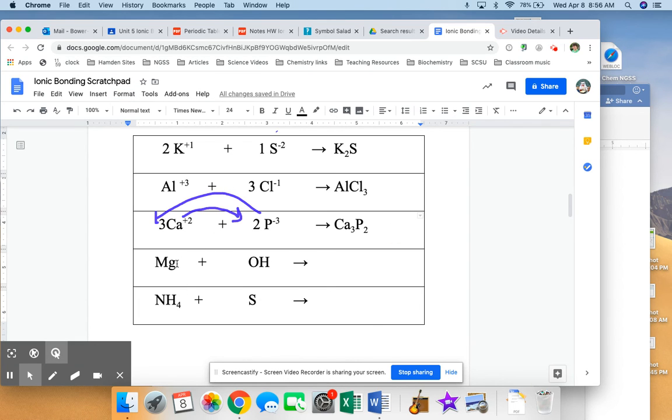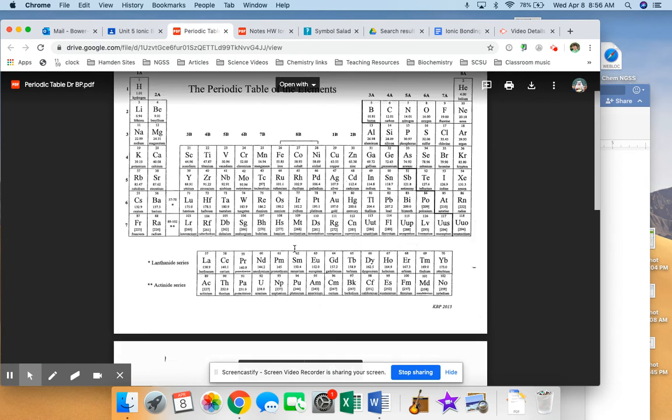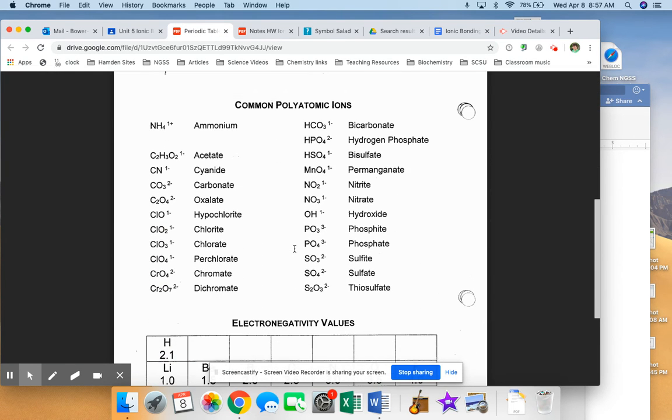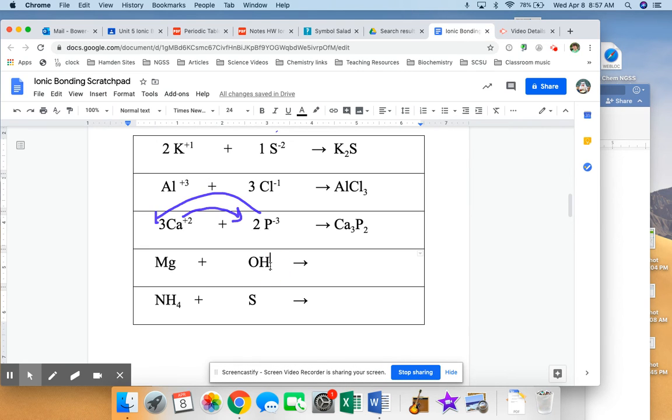Okay. What about when they have polyatomic ions? Where do you find those? That's right, on your periodic table. On the second page of your periodic table, here are your polyatomic ions. OH is right there, and it tells you what the charge is. OH has a -1 charge. So that means we're going to give OH a -1 charge.